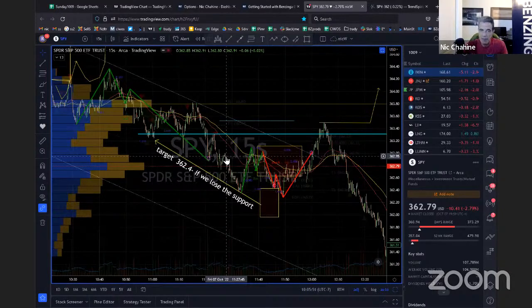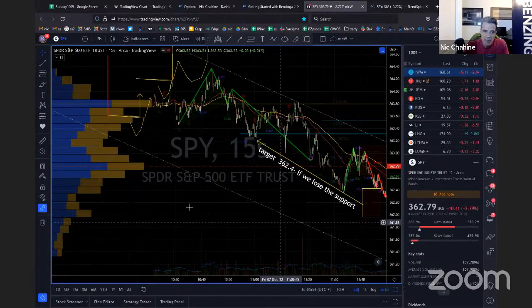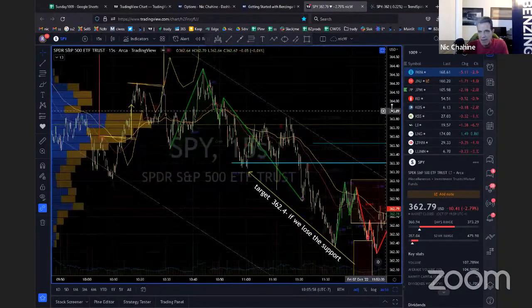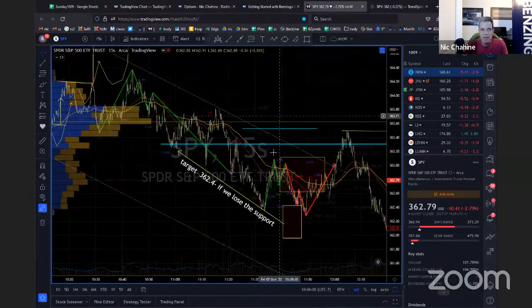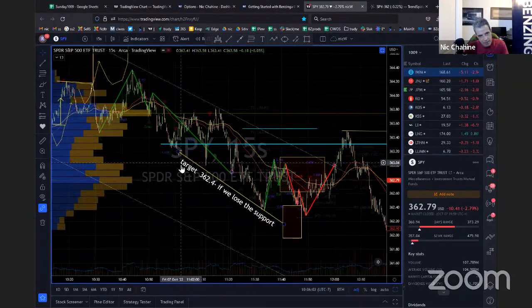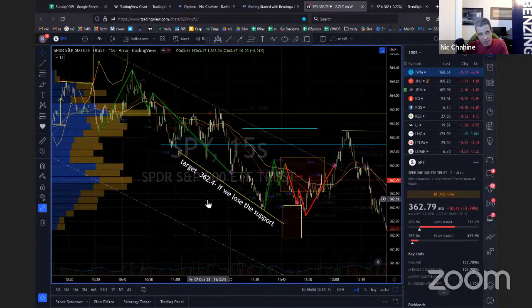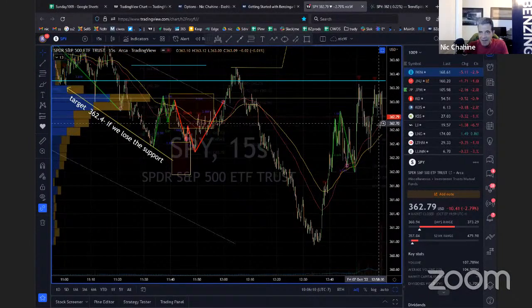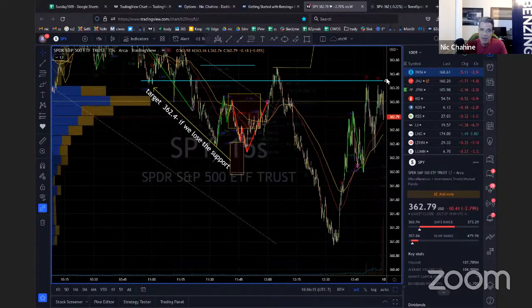Like Friday was pretty painful, right? But we had the opportunity to trade it actively all day. So we set it up and we say, this is an entry, this is a bull trap, this is a bear trap. And let's see here. If we lose this support, the target would have been 362.4. They went well below it. They ended up at 362.8. So we do well tracking the price action.